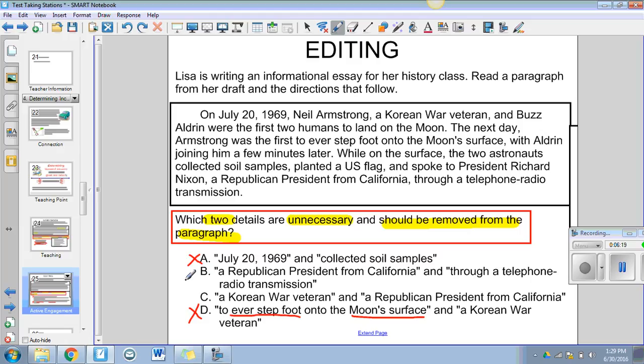When I go back and look at them, I'm going to start with B. Well, through a telephone radio transmitter is pretty important because it does give me information about how they were probably able to communicate. Then C is just giving me more information about the two particular people. So when I think of what's unnecessary, I would think that C, telling me that someone was a Korean War veteran and then a Republican president from California, is pretty much added information that would be unnecessary and could be removed.